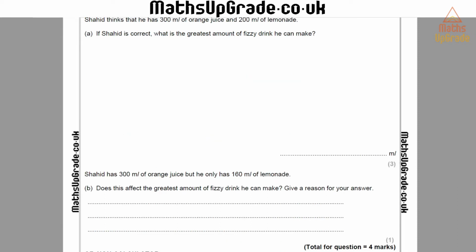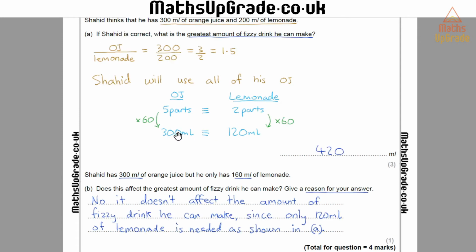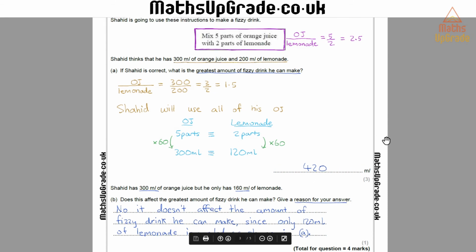In part B, we're told that Shahid does have 300 ml of orange juice, but he only has 160 ml of lemonade. So we're asked whether that affects the greatest amount of drink he can make, and we've got to give a reason for our answer for 1 mark. So if you remember, in part A, we worked out that he needed 120 ml of lemonade. So the fact he's only got 160 ml of lemonade won't affect the answer in part A, since only 120 ml was needed. If you put all the reasoning there, you'll get that 1 mark. So that's 4 marks altogether for that question.